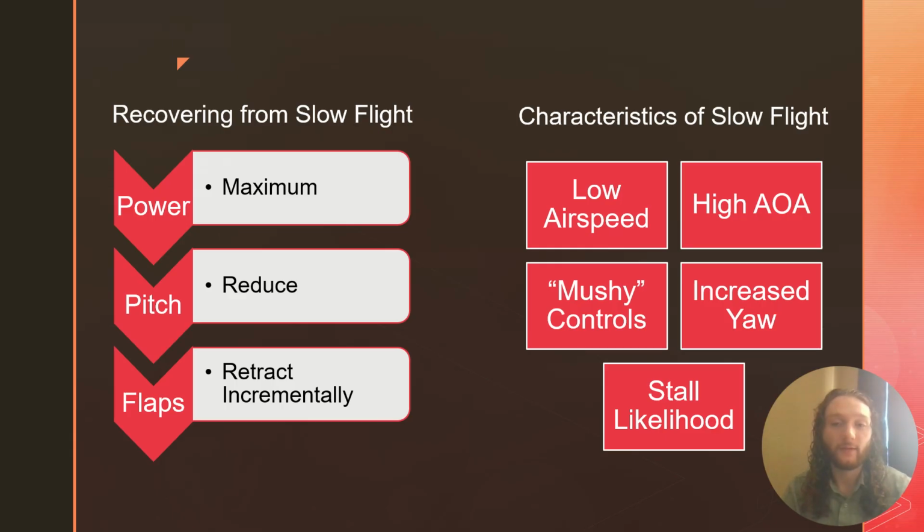Additionally, increased adverse yaw. Especially at higher power settings during slow flight, adverse yaw can be worse, and it will require a lot of opposite rudder inputs. And then a pilot should also be aware of the stall likelihood during slow flight, as you're very close to the stall speed, and then especially during turns when that stall speed is increased, you should make sure that you are staying high enough to not stall the plane.